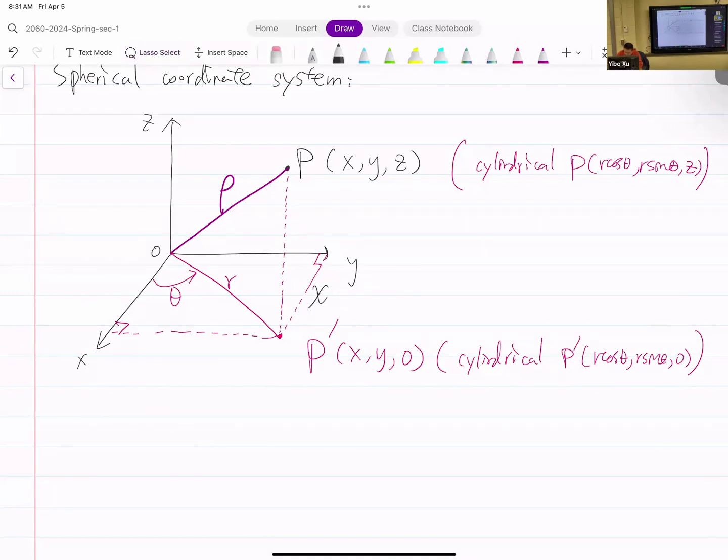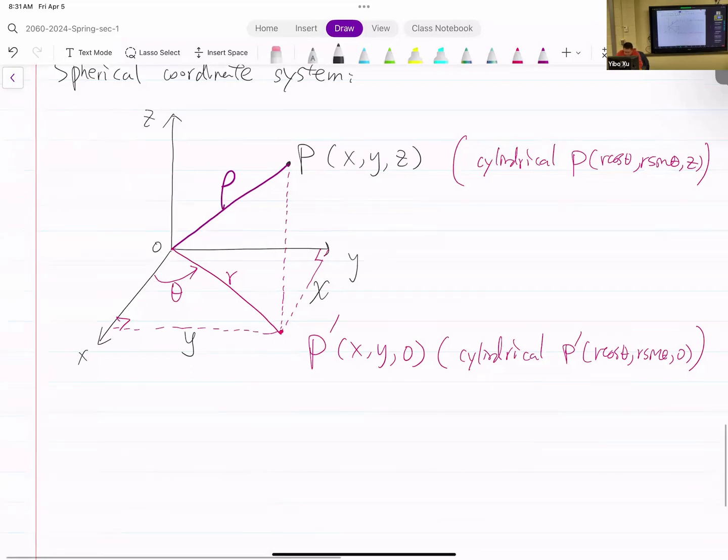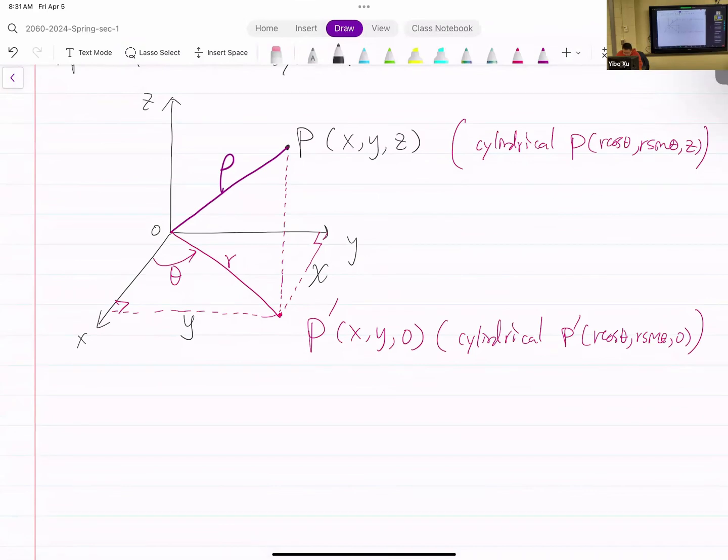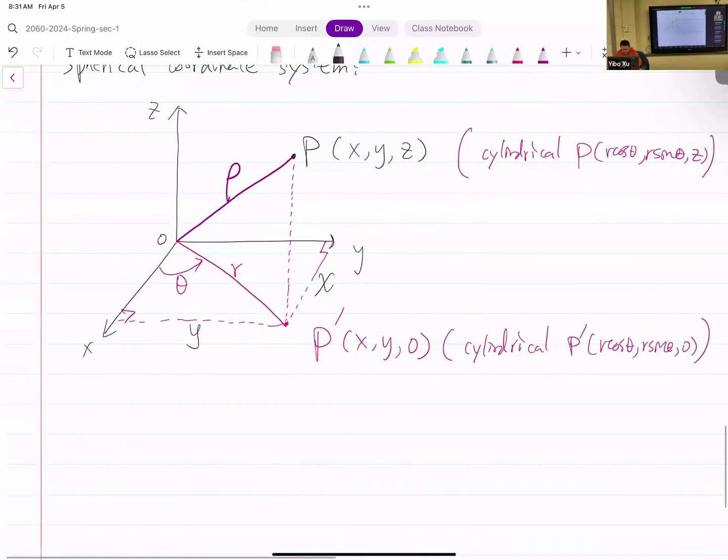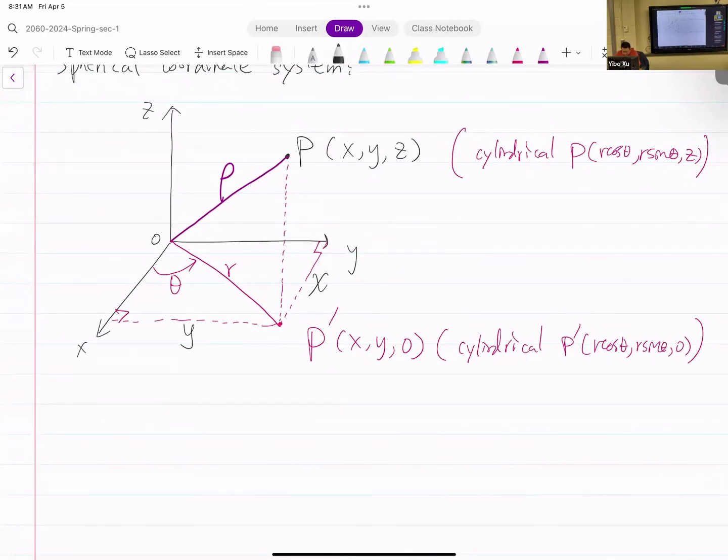So this is the x value, and this is the y value, right? So the y value is what? The y value is the opposite edge that's within the triangle, where the hypotenuse is r, right? So y is r sine theta, and then x is the adjacent edge, so this is our r cosine theta, right? Okay, so that's the cylindrical coordinates, right?